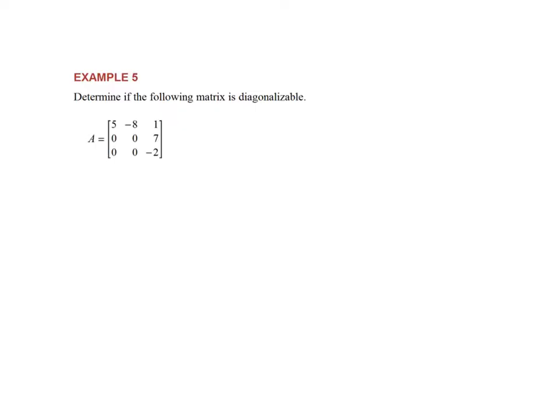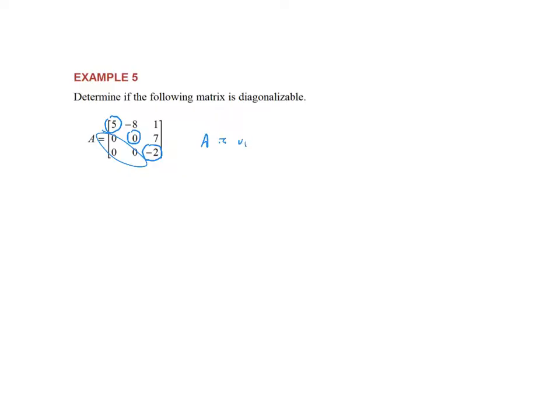Next example, 5. Determine if the following matrix is diagonalizable. This one's quick, but it involves understanding the theory. First thing to notice is we are triangular, right? There's zeros below the main diagonal, so we're upper triangular. Then you have to know, well, if it's triangular, the eigenvalues are on the main diagonal. 1, 2, 3. So let's write some of this down.